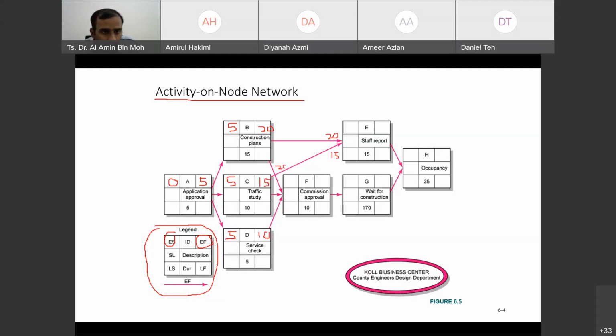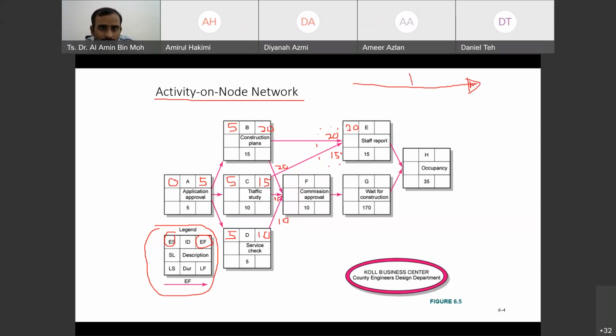20, 15. So you have 3 choices, 20, 15 and 10. Let's come to this. Which one should we choose to be the early start for E? 20. Why 20? Choose the highest. The highest, exactly.